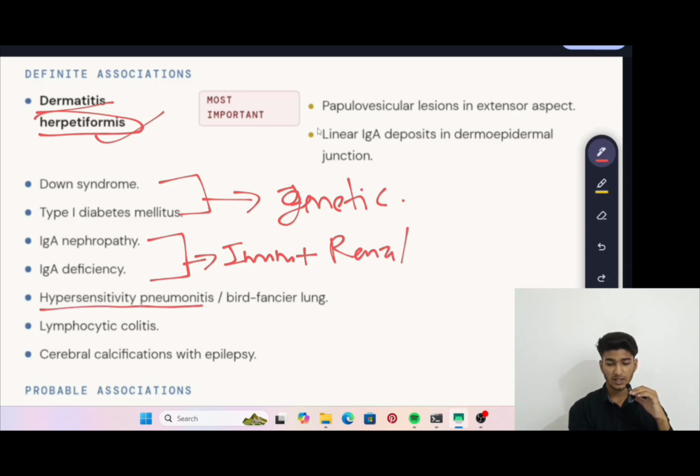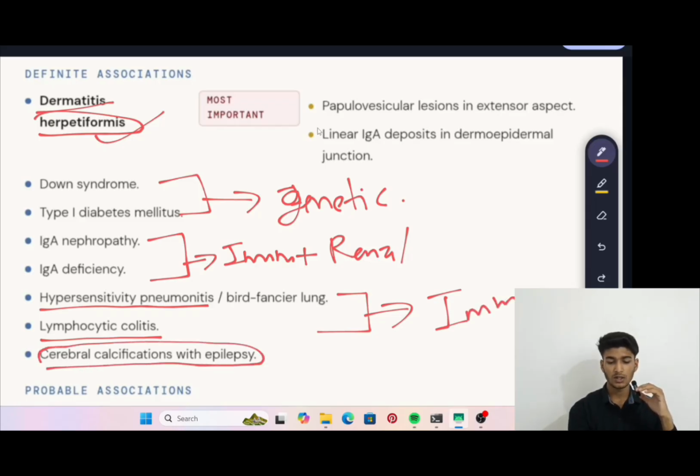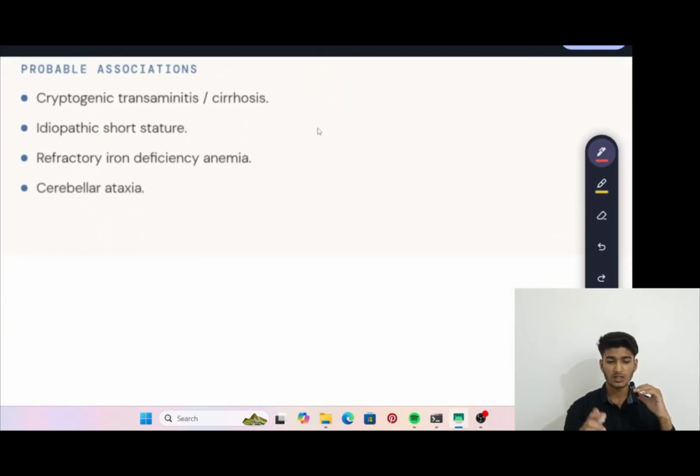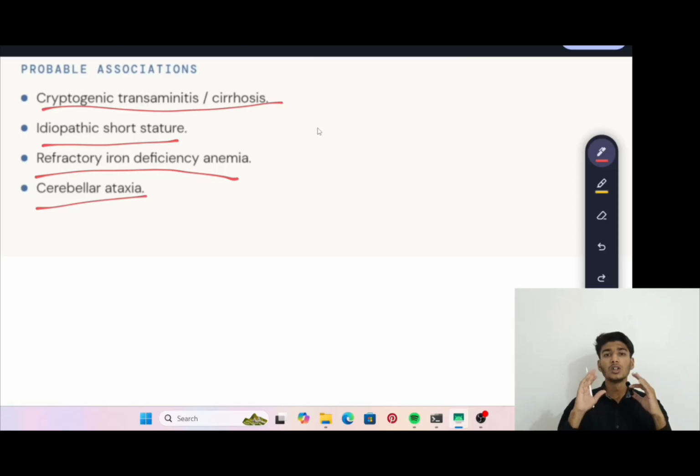In hypersensitivity pneumonitis and lymphocytic colitis, the immune system is getting affected. In cerebral calcification with epilepsy, here the neural system is getting affected. That's it. Then there are probable associations: cryptogenic cirrhosis, idiopathic short stature, refractory iron deficiency anemia, cerebellar ataxia. You will think that if these symptoms are present, the patient might be suffering with atypical celiac disease.